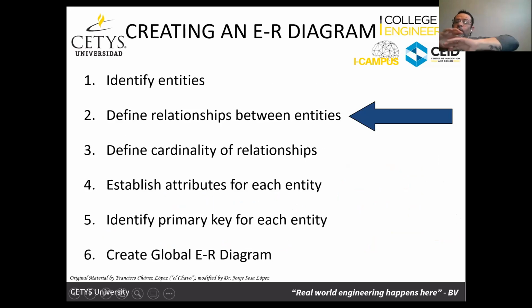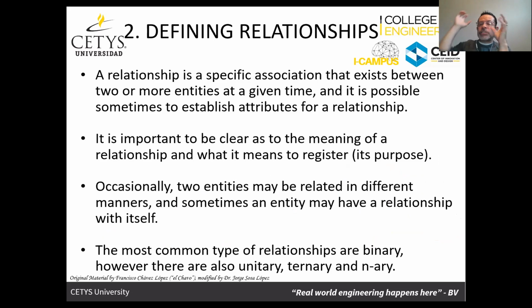And then we're going to define relationships. A relationship is going to be an association that we're going to make between entities for any particular situation or instance. And sometimes relationships have attributes as well, not only entities. It's very important to identify and be clear about the relationship between entities.